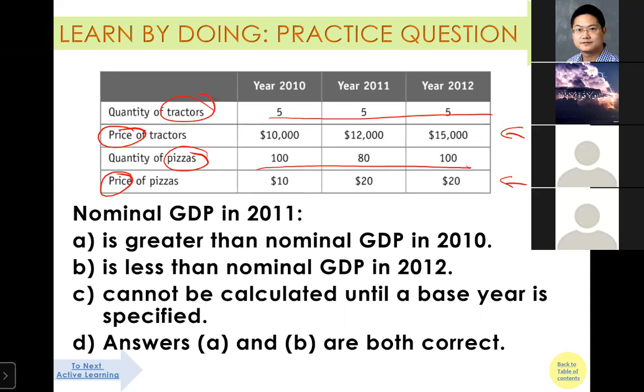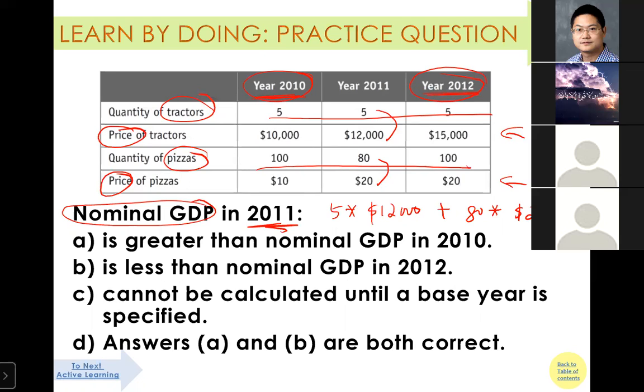Nominal GDP in 2011. What we're going to do is use quantity times the price, quantity times the price. So 5 times, plus 80 times. But this question asks you to compare nominal GDP in 2011 with nominal GDP in 2010 and 2012. And then you must calculate nominal GDP in 2010 and 2012 as well.